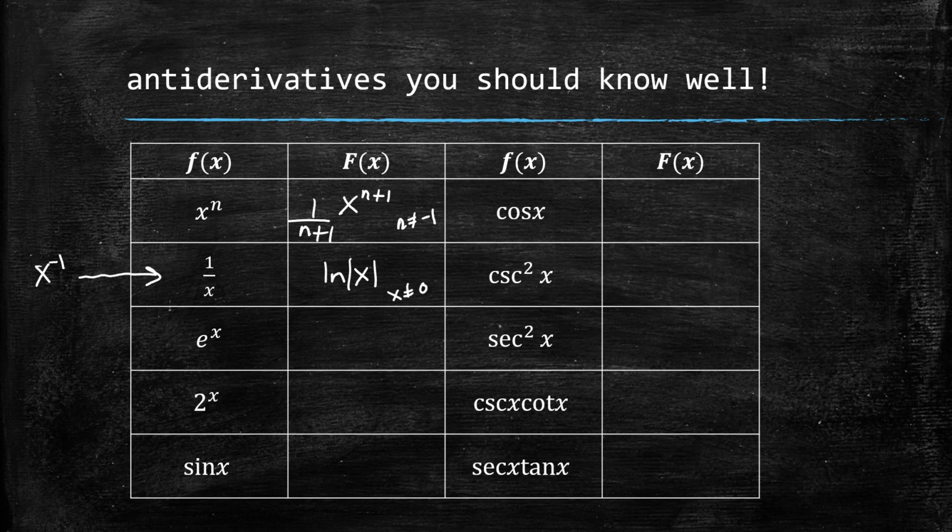My favorite antiderivative: the derivative of e to the x is e to the x, and therefore so is the antiderivative. Then 2 to the x, or any base to the x that isn't e to the x.